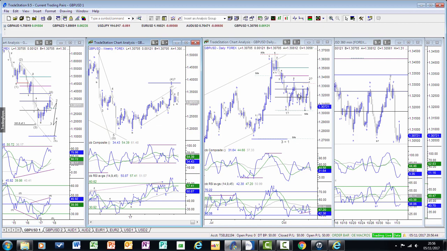Corrections and impulse waves can extend in their complexity without warning. So this could go sideways for a couple more weeks, a couple more months. We would have to simply wait and see. So we'll continue to watch and see how the position unfolds.